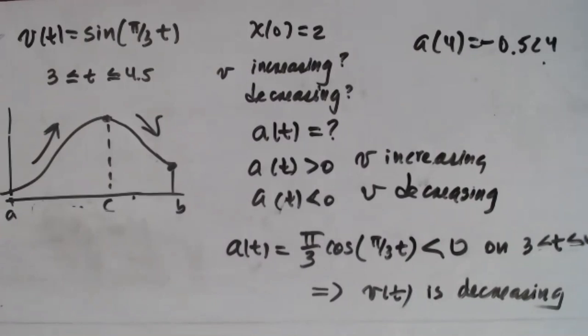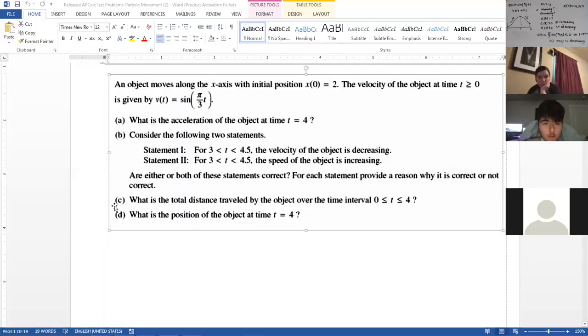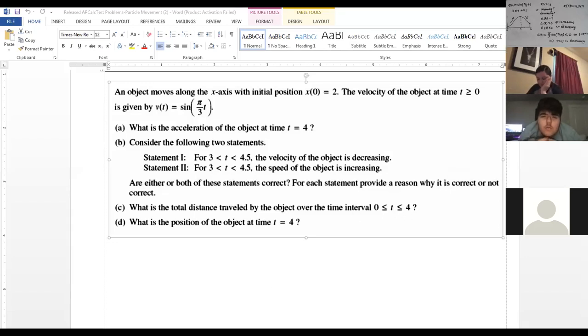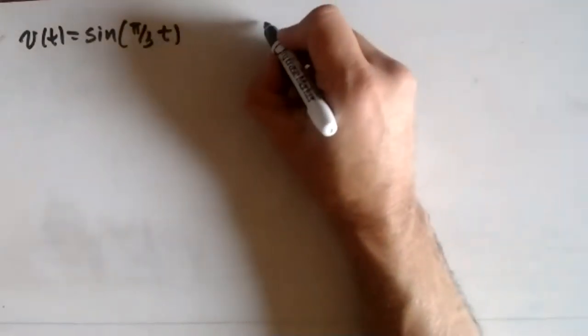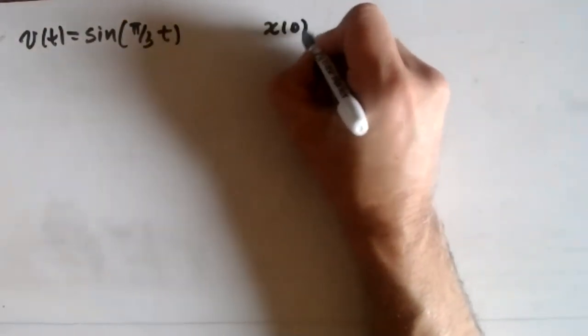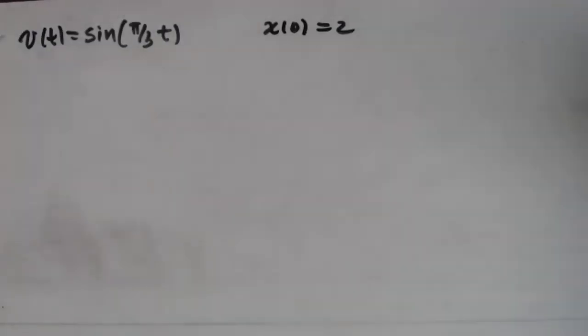Okay, let's go now again to the problem right here. Z. What is the total distance traveled by the object over the time interval 0, 4? Okay. And this is the important part. The total distance, correct? So you know that the x of 0 is 2, correct? This is the initial position. Is what I see here. Yeah, initial position is that one, right?